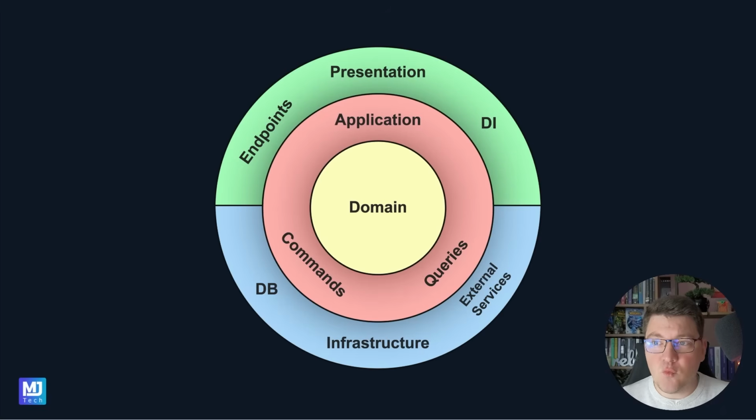Let's start by explaining what the clean architecture is and the principles behind it. This is probably the most typical visual representation using the diagram with concentric circles. And based on the color coding here, we have some distinct components, sometimes called layers. So we have the domain, application, presentation, and infrastructure layers.